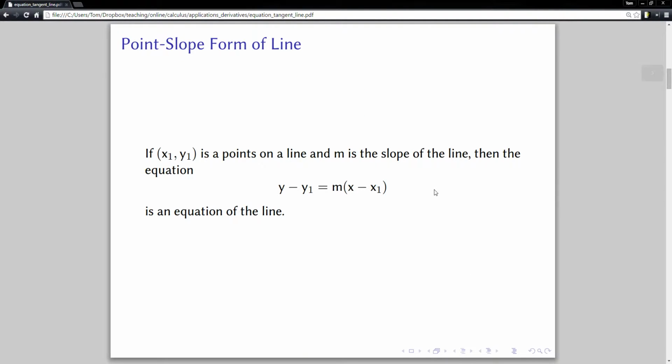So the first thing that you need to recall is the point slope form of a line from algebra class. And there's a typo there. If x1, y1 is a point on a line and m is the slope of the line, then the equation y minus y1 equals m times x minus x1 is an equation of the line. If I have a point x1, y1, I plug the x coordinate in for x1, the y coordinate in for y1, and the slope in for m, and that gives me an equation with x and y. If I graph that equation out, that's the equation of the line. So we're going to use that fact to find the equation for the tangent line.